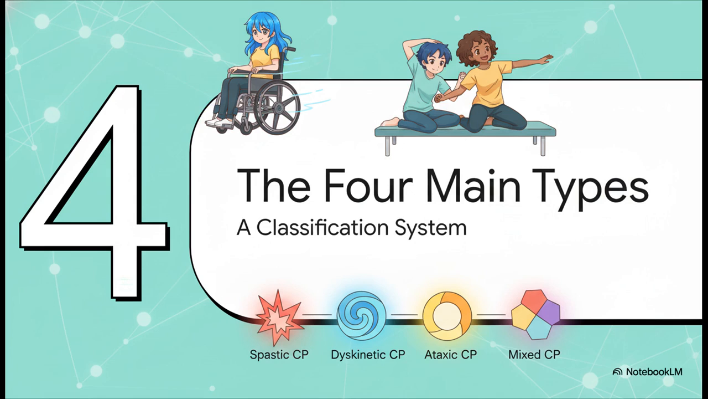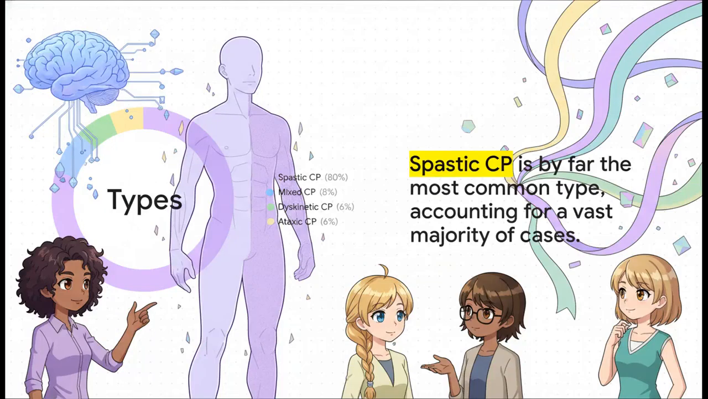Well, doctors have a system. They classify cerebral palsy into 4 main types, and it's mostly based on the kind of movement problem a person has. And boom, this chart tells the story pretty clearly. Look at that massive piece of the pie, 80%. That's spastic CP. It is by far the most common type. The other 3, dyskinetic, ataxic, and mixed, all fit into that remaining 20%.